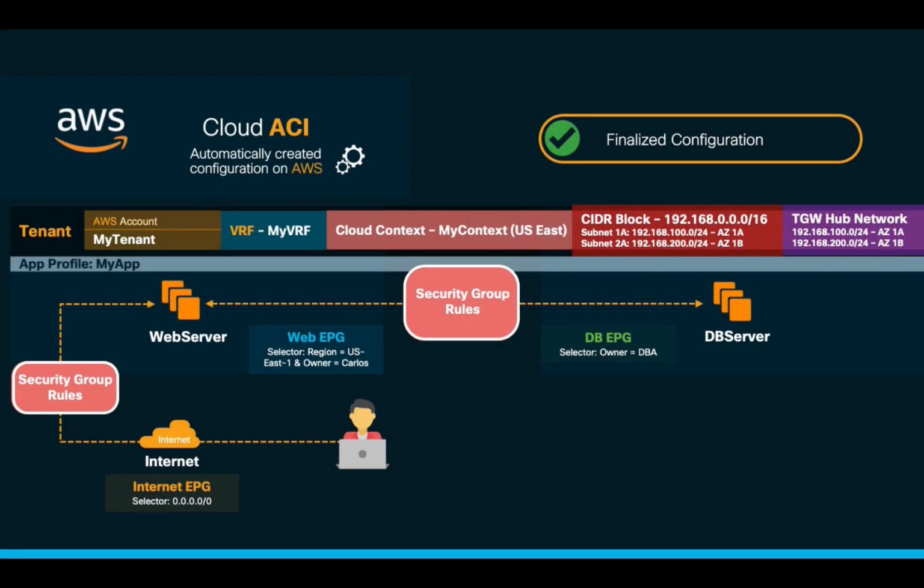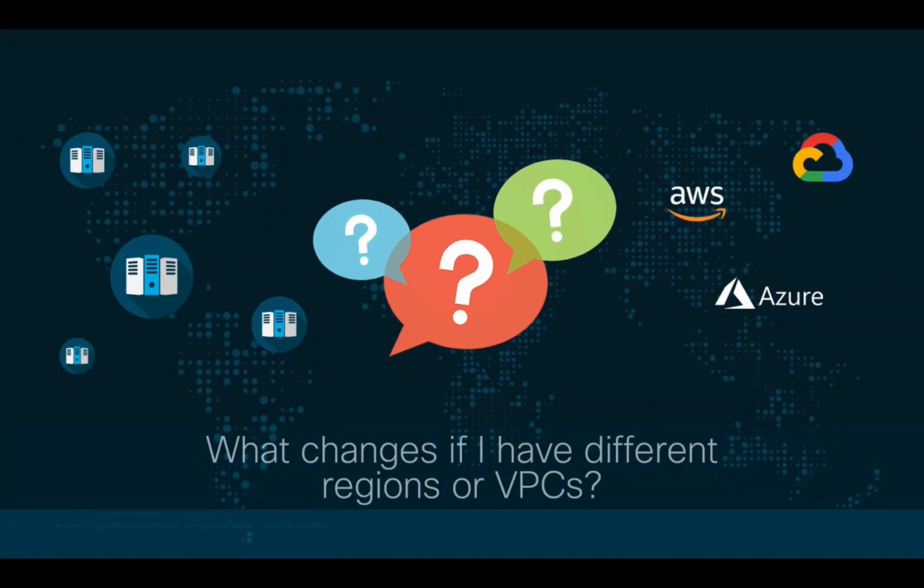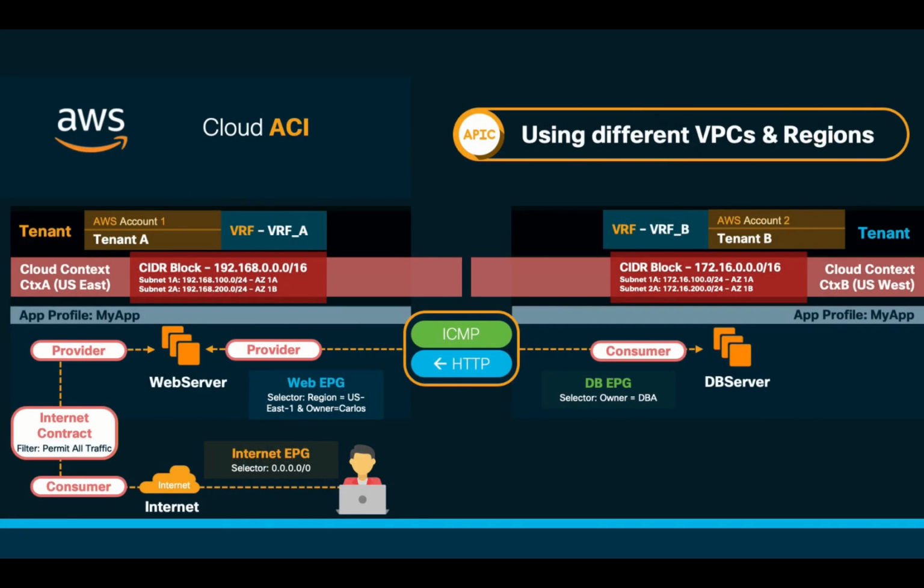However, you may be wondering what changes if I have to communicate multiple tenants, regions, or VPCs. Well, the great news is that it all stays pretty much the same. You just have to account for different site blocks and subnets for each VRF or tenant and define contracts that have a tenant or global scope depending on your need.